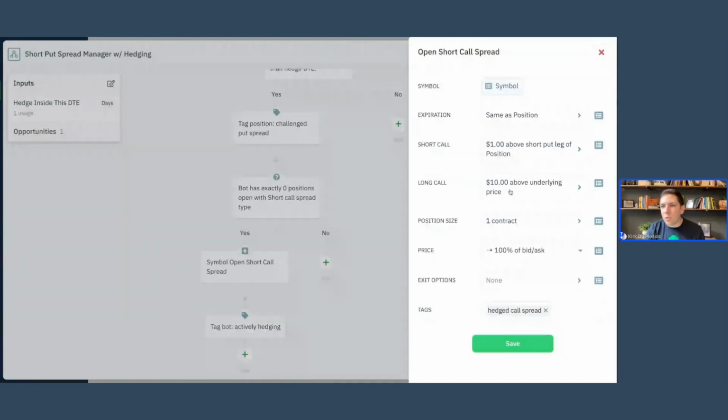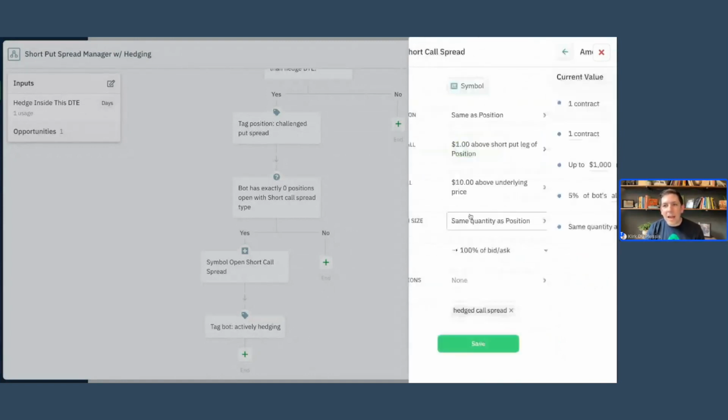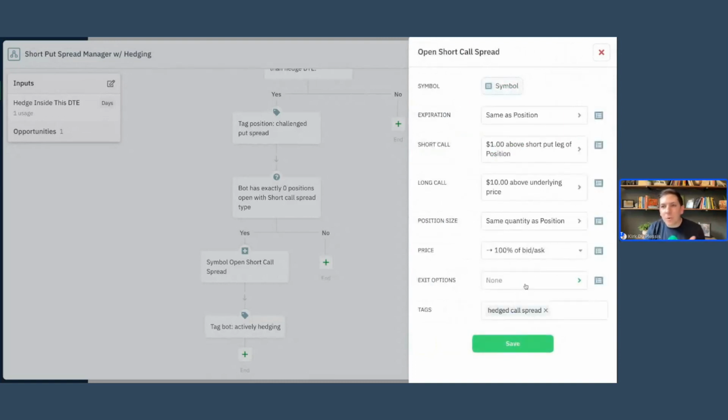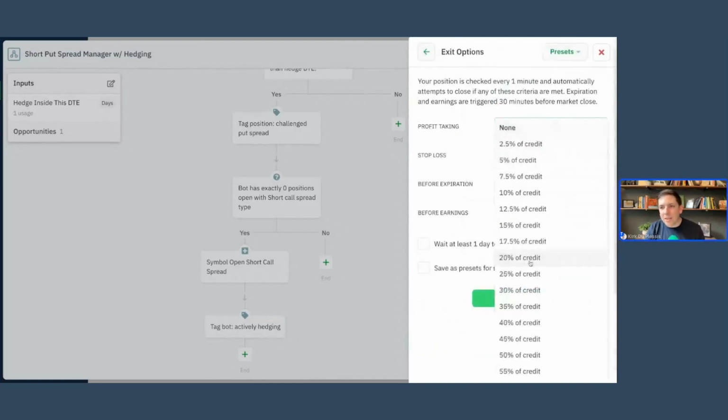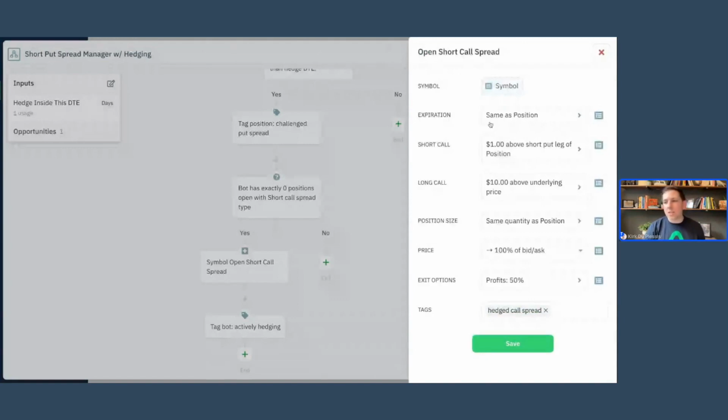So look, set what you want here. Position size, you would do the same quantity as the position. How do you want the orders to go over? How do you want to set exit options for this call spread? Okay, I'll set exit options at 50% of credit, and then it can back out of the call spread if you want to. But look, modify and adjust this to whatever you want.